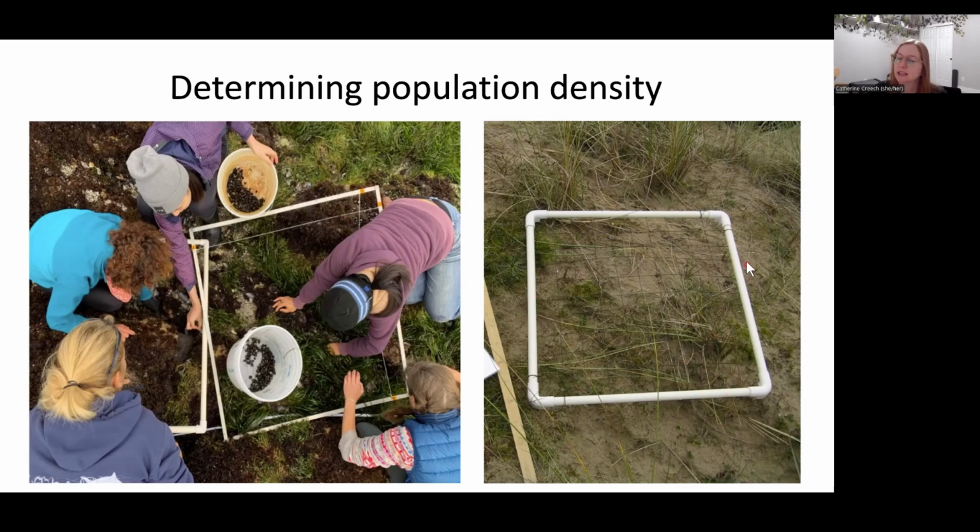This works because it causes us to focus on one area, and we can use this sample as a way to extrapolate what the higher population is in a larger area. Here's another visual of a quadrat. We've got two different quadrats. This one's PVC. This one looks like it's just pieces of wood. Again, you can make them out of anything.